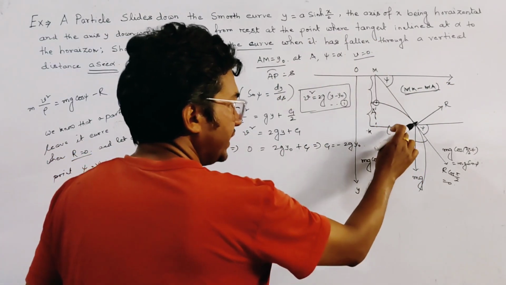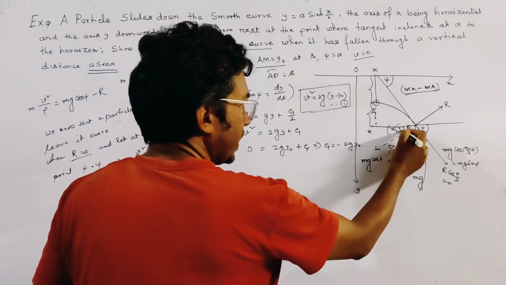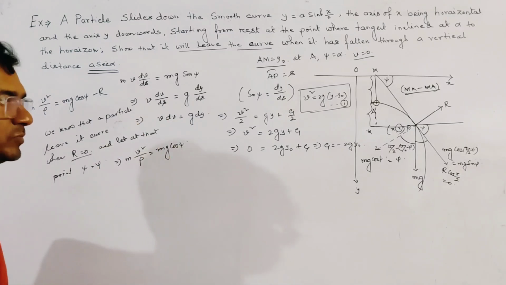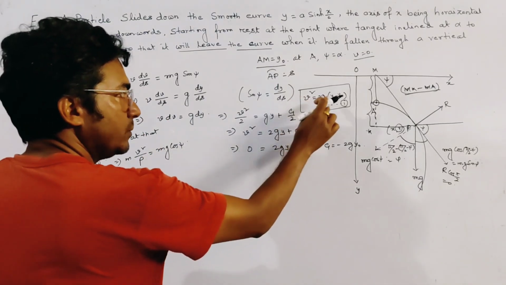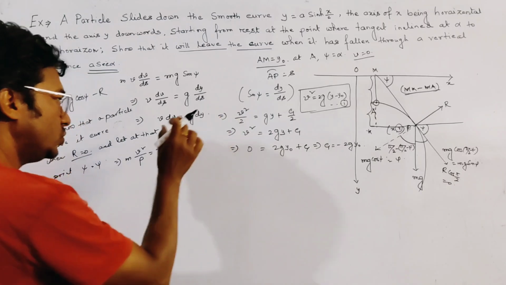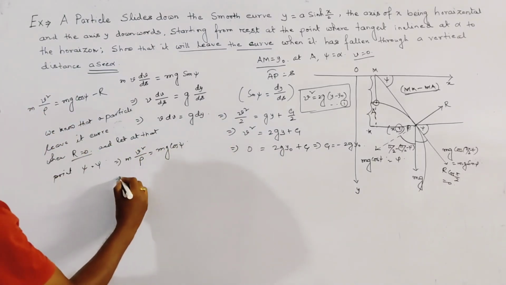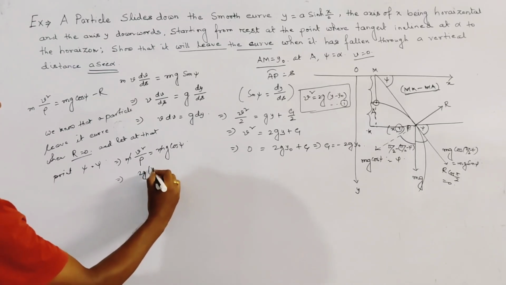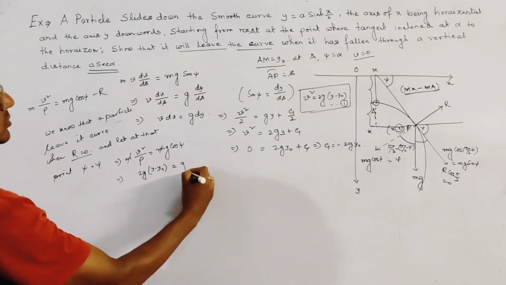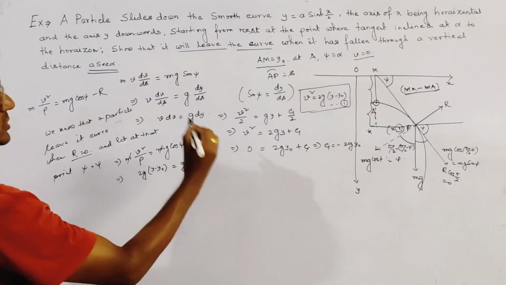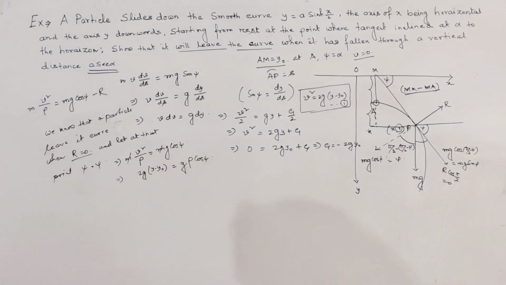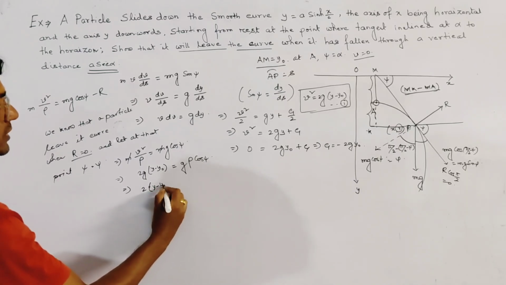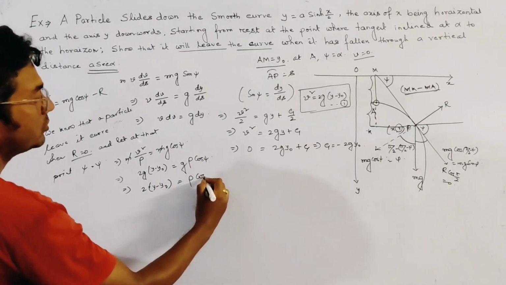And since the vertical depth of P is y, to find y from this condition, we put the value of v square from relation number 1 into this relation and get m cancel out, and this is 2g(y minus y0), this is equal to g rho cos psi, right? This is the relation, and we cancel out g also, so we get 2(y minus y0) equal to rho cos psi.